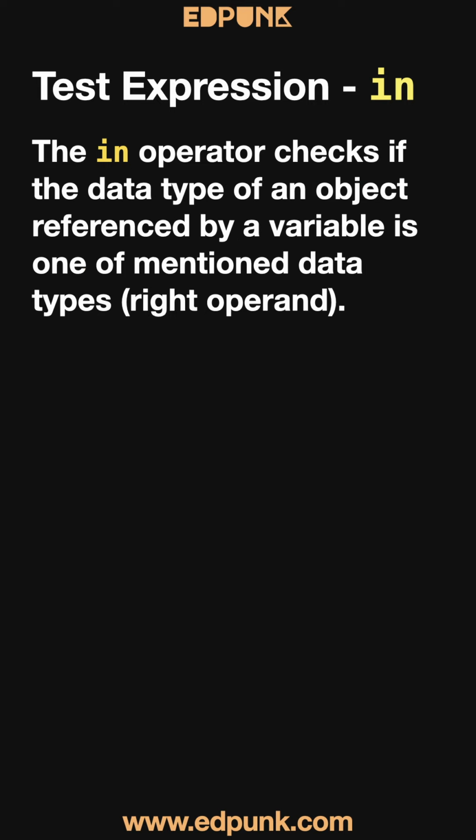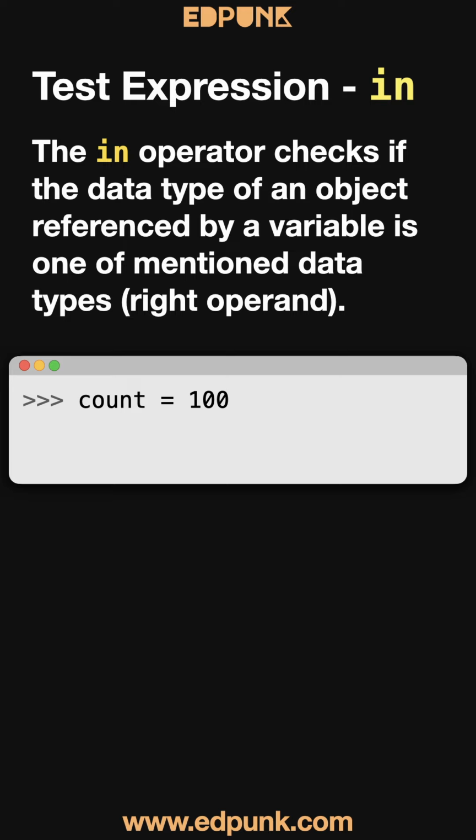You can also test if the data type is one of the mentioned types by using the in operator, followed by a tuple of potential data types for which we are testing. For example, after assigning 100 to a variable count, the expression type of count in tuple int comma float returns true, as 100 is stored in an object of type int.